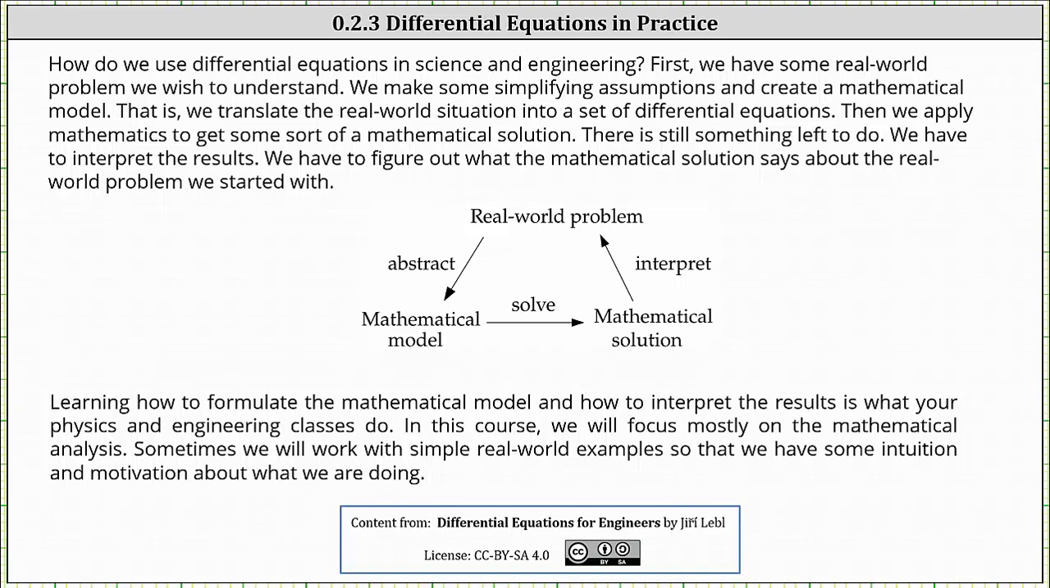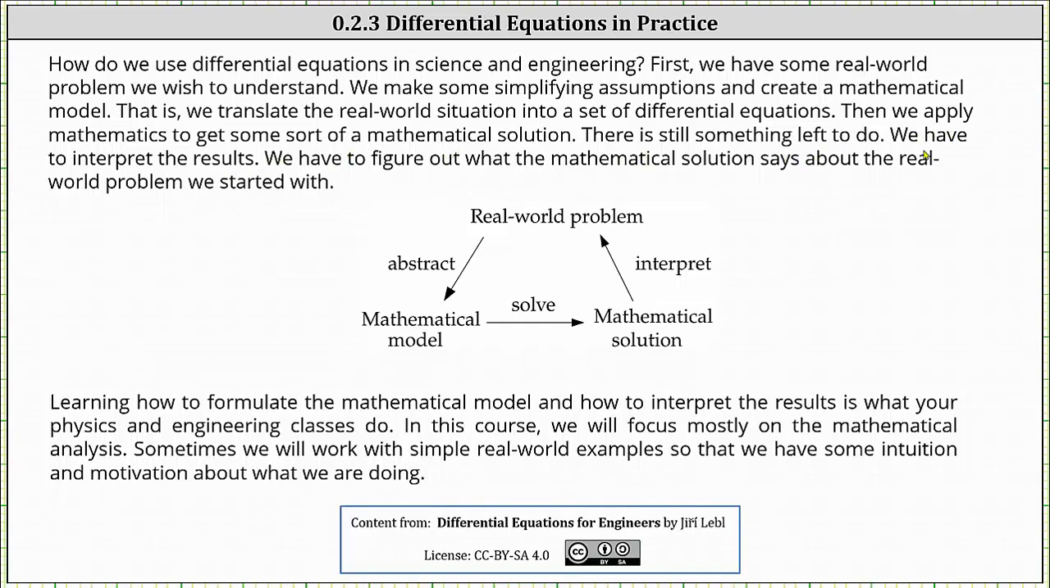How do we use differential equations in science and engineering? First, we have a real-world problem we wish to understand. We make some simplifying assumptions and create a mathematical model. That is, we translate the real-world situation into a set of differential equations. Then we apply mathematics to get some sort of a mathematical solution.